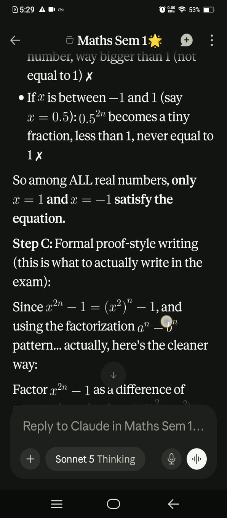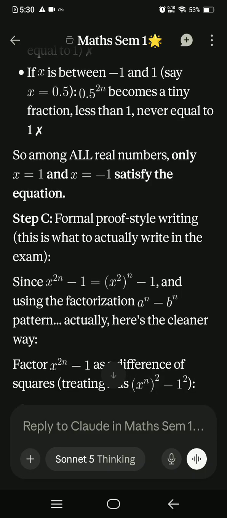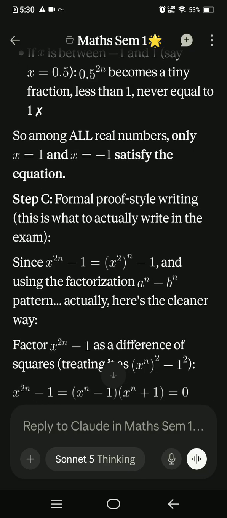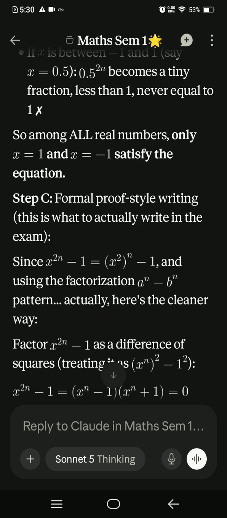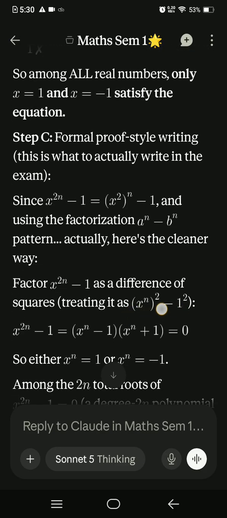Formal proof style writing: this is what to actually write in the exam, not the intuition. Since x raised to the power 2n can be written like this, x squared raised to the power n, minus 1, and using the a to the n minus b to the n factorization pattern. Actually, here's a cleaner way. Factor x to the 2n minus 1 as a difference of squares, treating it like this. So now this is a squared minus b squared. This can be written as a plus b times a minus b.